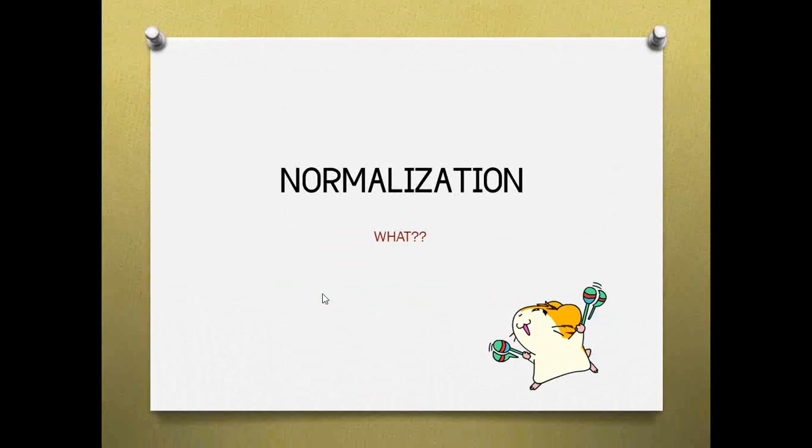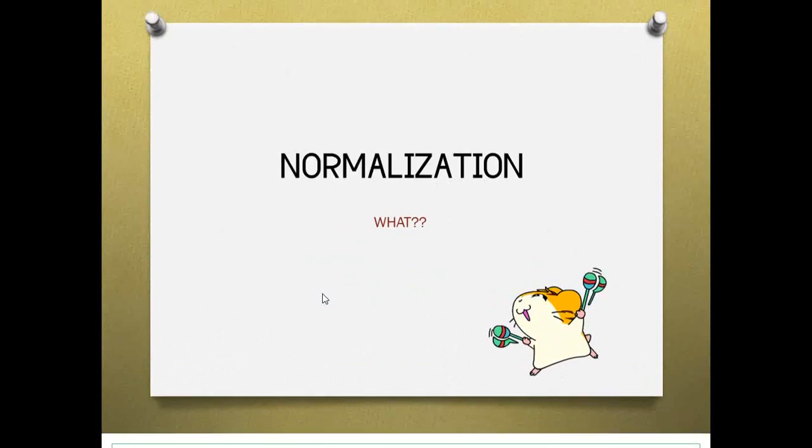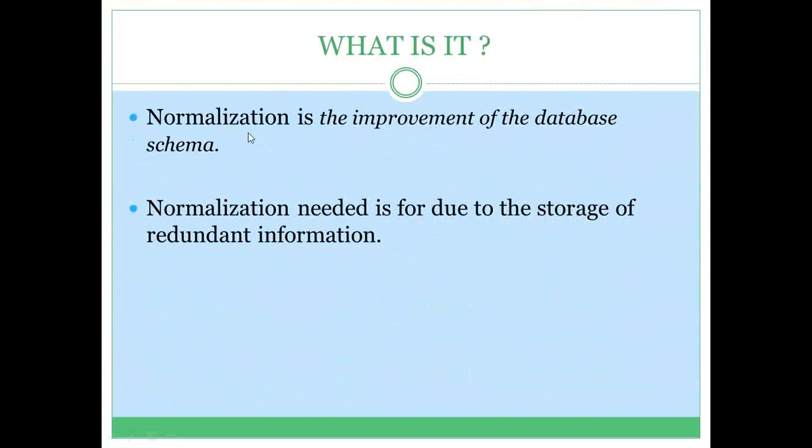Next is normalization. What is normalization? Normalization is the improvement of the database schema. Normalization is needed due to the storage of redundant information, so we can decrease the redundant information. What is redundant? Redundant is a column or a table that has many of the same data. So we can use normalization to decrease the amount of redundant information.